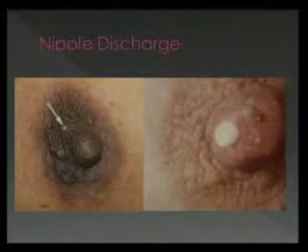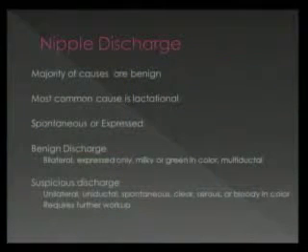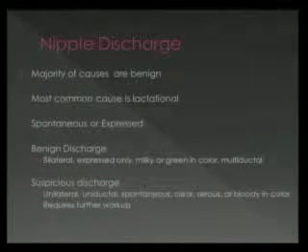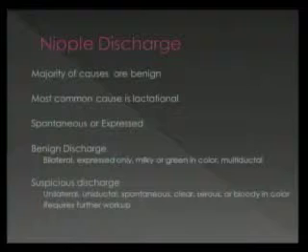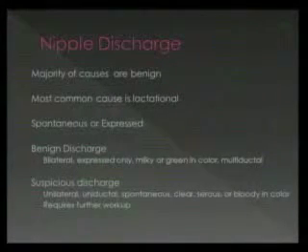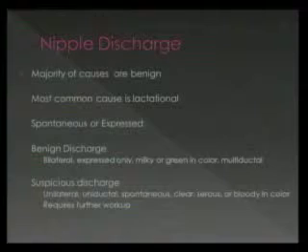So last of the presentations is nipple discharge. The majority of cases of nipple discharge are benign. The most common cause is lactational, and it can be either spontaneous or expressed. Benign discharge is going to be bilateral, expressed only, milky or green in color, and multiductal. Suspicious discharge is going to be more of the unilateral, uniductal, spontaneous, clear, serous, bloody in color, and this requires further workup.